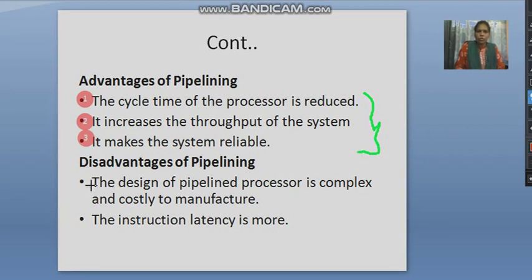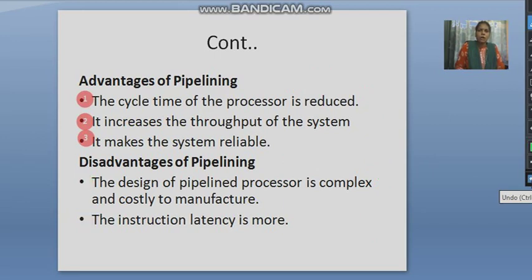Disadvantages can also be there. The design of a pipeline processor is complex and costly to manufacture. So cost and complexity are the issues with pipeline processing. The instruction latency is more, so timing issues can be there. So these are the advantages and these are the disadvantages we can see.